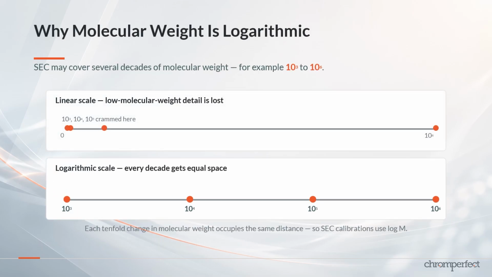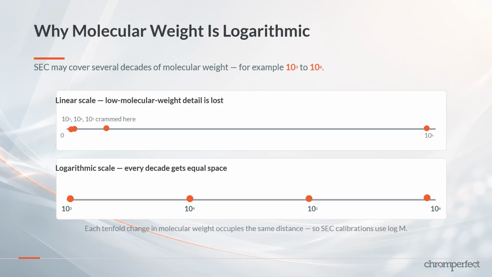The molecular weight axis is normally logarithmic. This is necessary because an SEC separation may cover several decades of molecular weight. A useful column may separate material ranging, for example, from molecular weights of 1,000 to 1 million. Representing molecular weight on a linear axis would compress much of the useful range. Plotting the logarithm of molecular weight provides a more practical relationship.